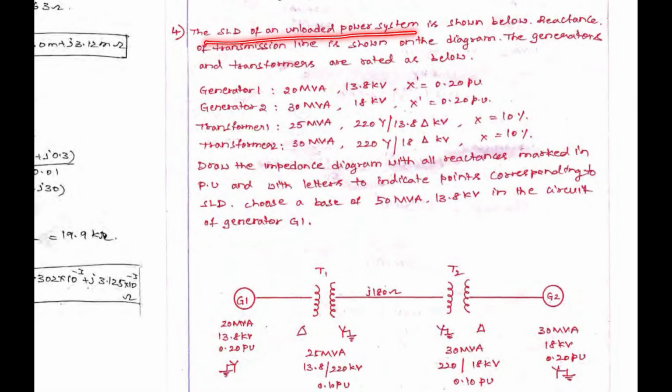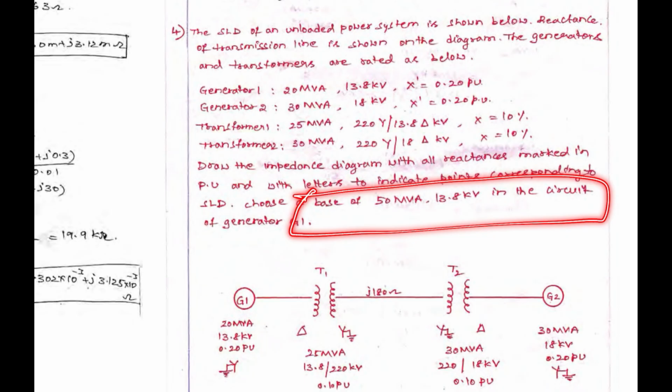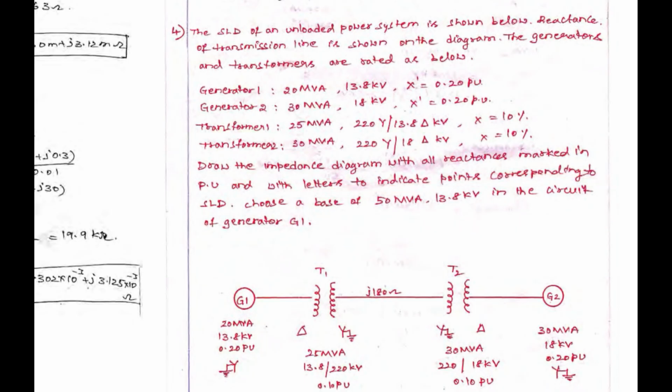The single line diagram of an unloaded power system is shown below. Reactance of the transmission line is shown on the diagram. The generators and transformers are rated as follows: generator 1, generator 2, transformer 1, transformer 2. Draw the impedance diagram with all reactances marked in per unit. And one more important point is he has given to select a base of 50 MVA and 13.8 kV. So he has clearly mentioned to take the base MVA as 50 MVA and 13.8 kV.